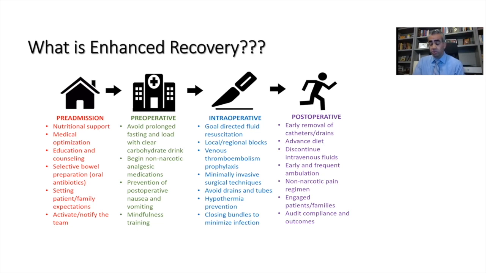The preoperative phase includes things like decreasing our fasting protocols so that kids can be drinking a high carbohydrate drink right up until the time of surgery, or at least 2 hours before surgery. We try to avoid use of opioids. We try to teach them some things such as mindfulness or deep breathing exercises.